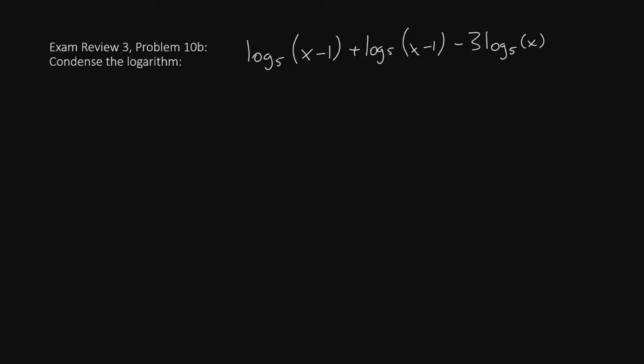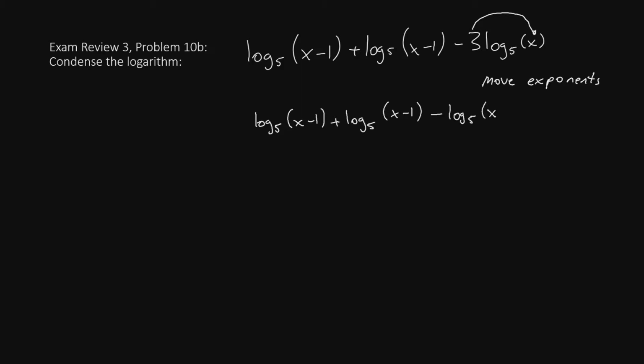Here's another example. Here we have log base 5 of x minus 1 plus log base 5 of x minus 1 minus 3 log base 5 of x. Once again, we're going to move our exponents. So this 3 at the front becomes an exponent on that x. We now have log base 5 of x minus 1 plus log base 5 of x minus 1 minus log base 5 of x to the 3rd power.